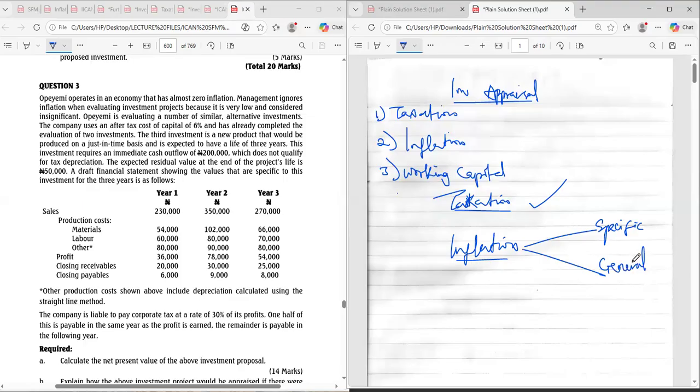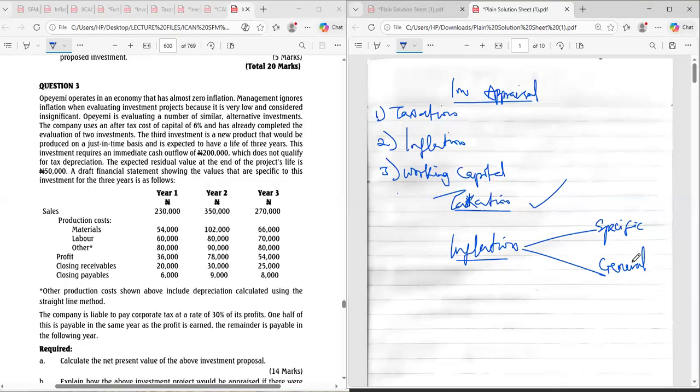Now, what is specific inflation? Specific inflation refers to inflation rates that affect a particular variable in your question. It therefore means that the question can state that sales should increase by 5%, only sales, or admin expenses should increase by 3%, or fixed costs should change by 2%. Those are specific inflation because they affect individual variables in your question.